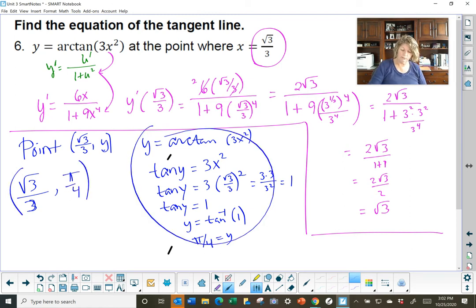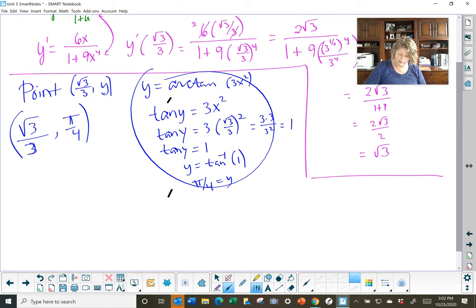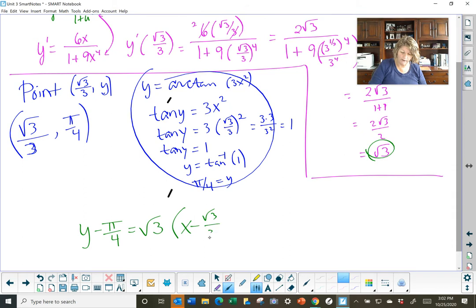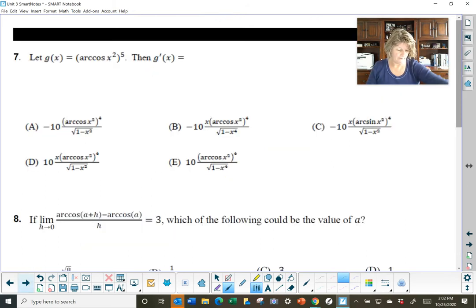This stuff was all pre-calc stuff. Let's write our equation. Y minus pi over 4 equals the slope. Our slope was over here, root 3. X minus root 3 over 3. That was quite an involved problem. Here we pick up a few AP type problems. So let's walk through those.